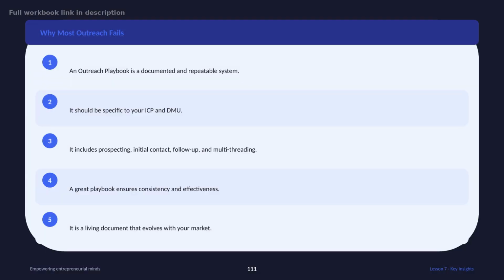First, an outreach playbook is a documented, genuinely repeatable system, not a loose set of habits. Second, it has to be specific to your ICP and your DMU, not generic. Third, it covers prospecting, initial contact, follow-up, and multi-threading in sequence. Fourth, a great playbook is what gives your team's outreach consistency and real effectiveness. And fifth, it's a living document that evolves as your market does, not a document you write once and never touch again.